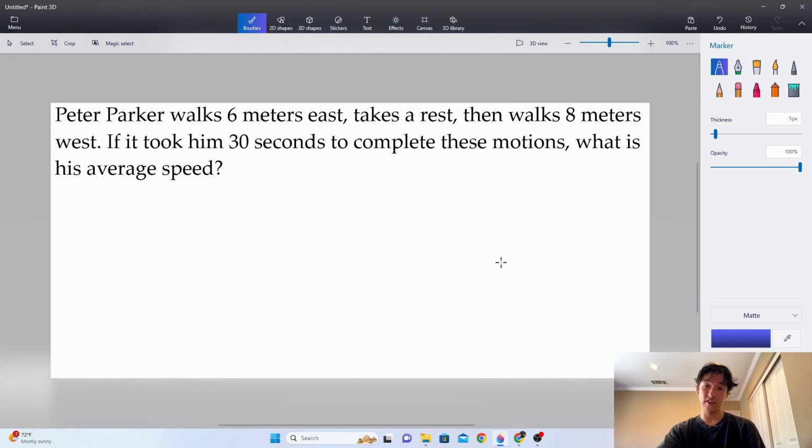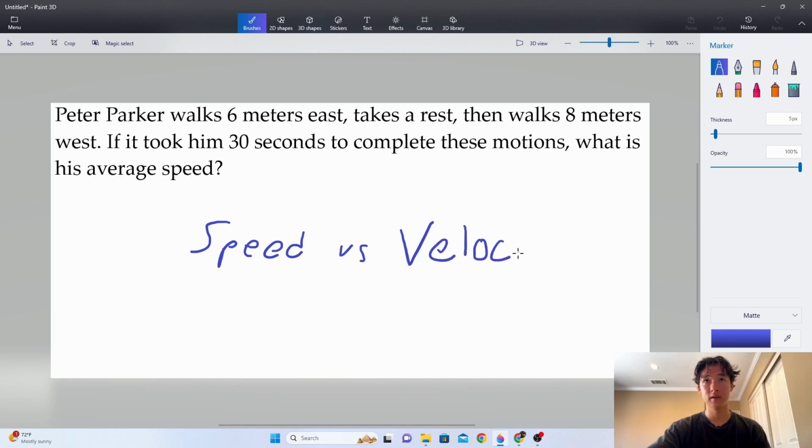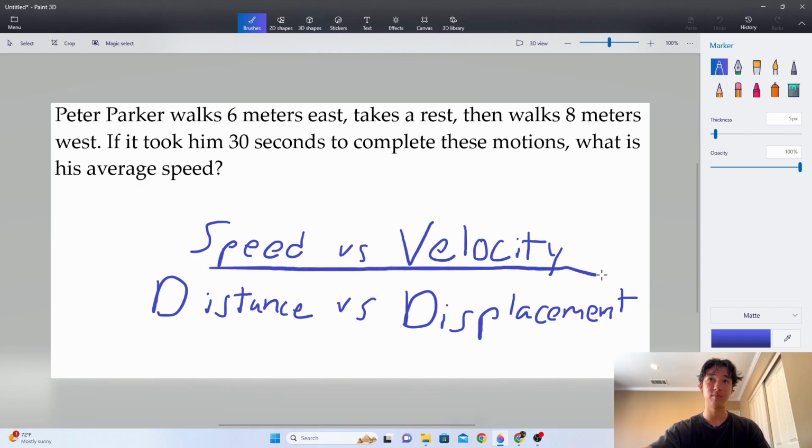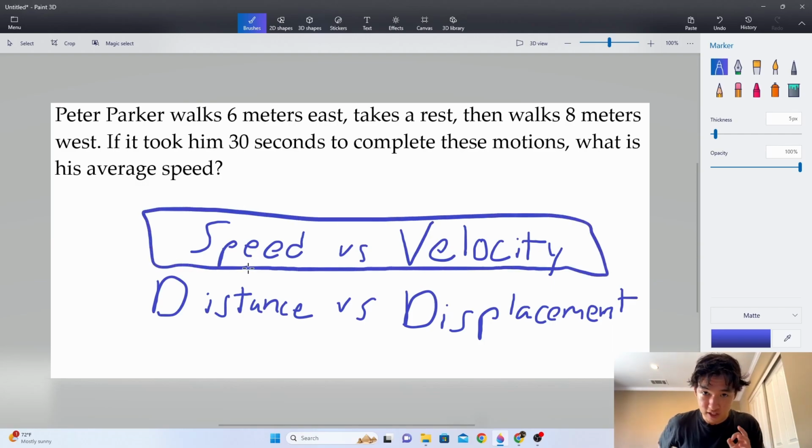Alright guys, this video is going to be speed versus velocity. And it is required in this video that you know the difference between distance and displacement. So if you don't know the difference, just watch my previous video. I go through it in a few examples. It'll only take a couple minutes, and then come back to this video so you can understand speed versus velocity, because that's what this video is about.